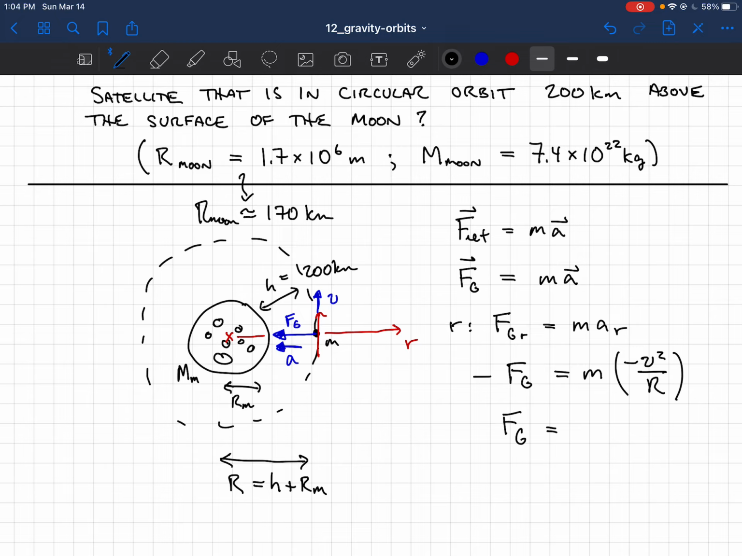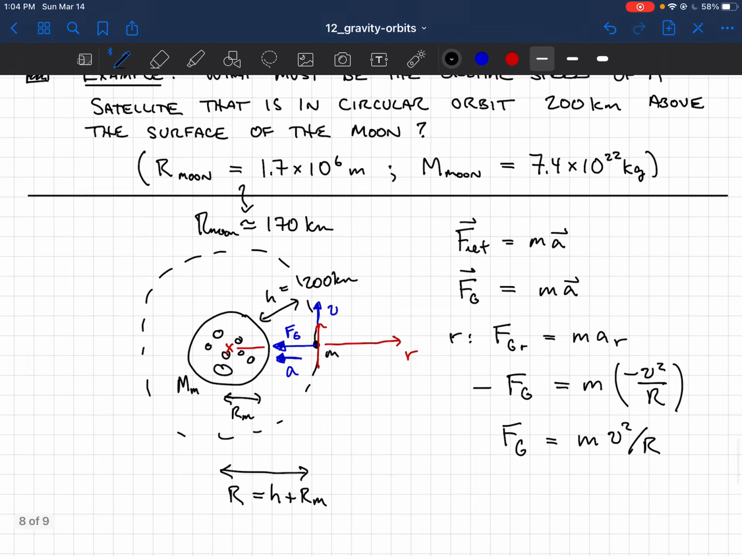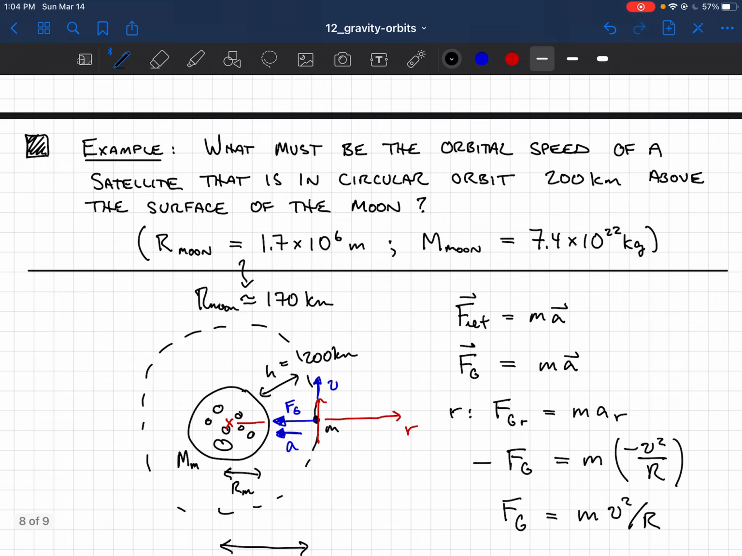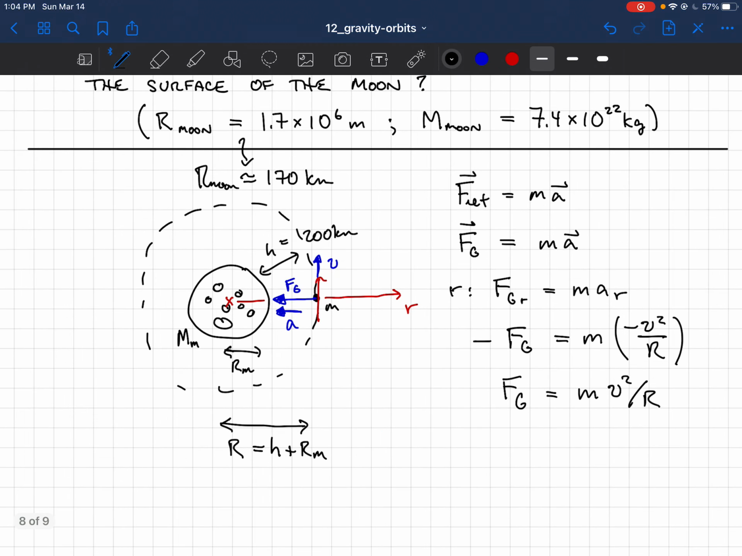Okay, so we get F, big G, is equal to little m v squared over R. What is our question? The question is, what must be the orbital speed of a satellite that's in a certain circular orbit? So are we able to solve this yet?